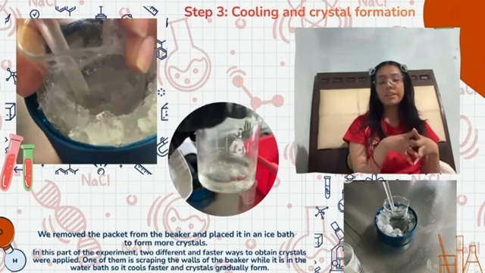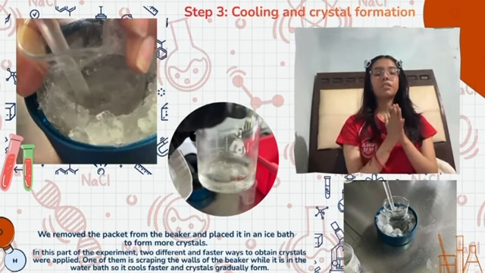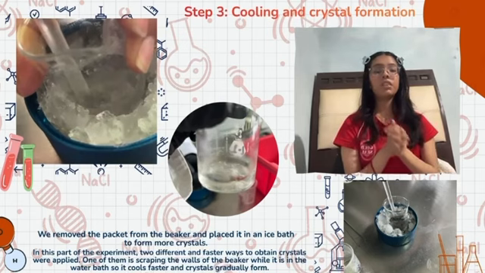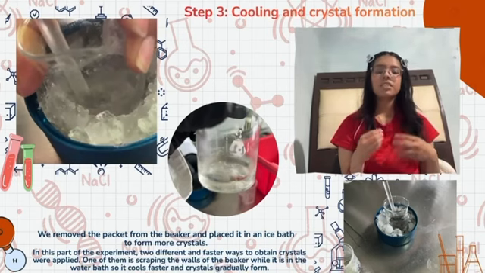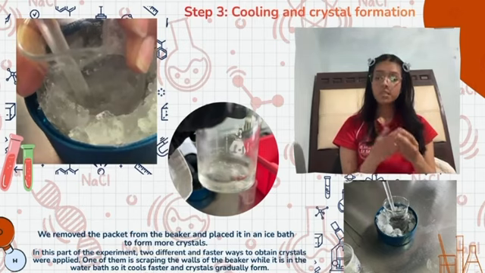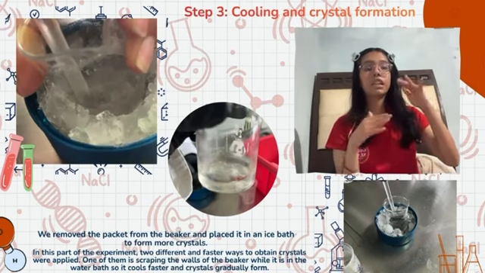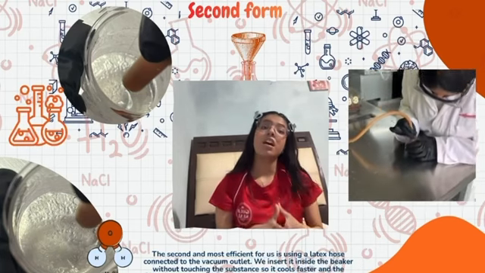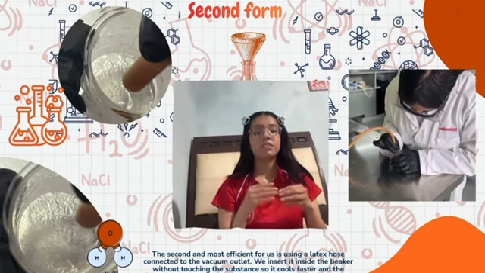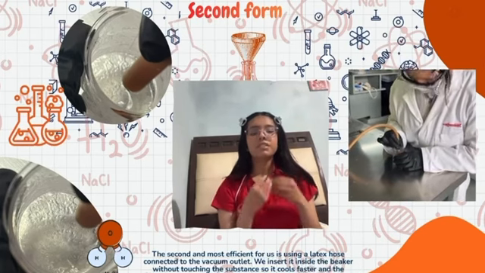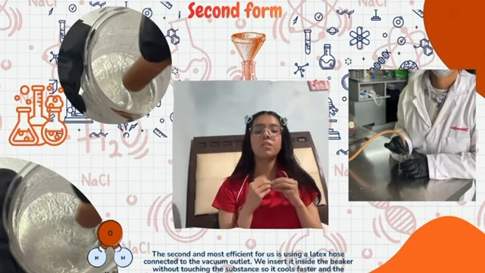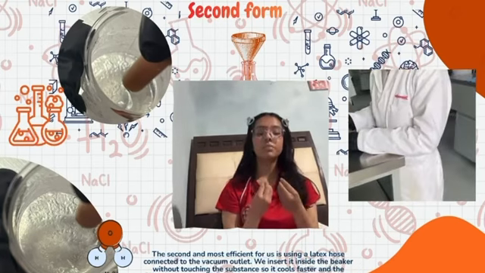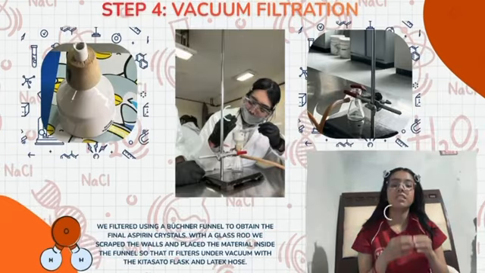This is part of the experiment. There are two different and faster ways to obtain crystals. One of them is scraping the walls of the beaker while it is in the ice water, so it cools faster and crystallizes gradually. The second and most efficient for us is using a latex hose connected to the vacuum outlet. We insert it inside the beaker without touching the substance so it cools faster and the precipitate forms more quickly.